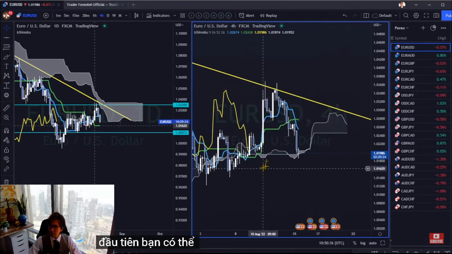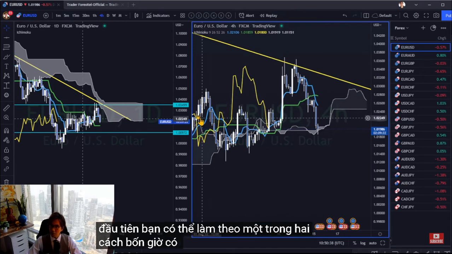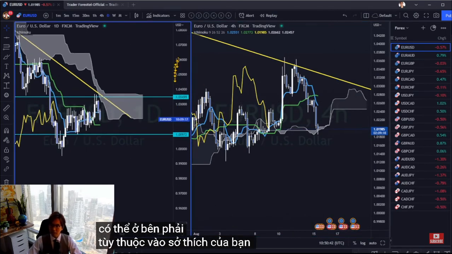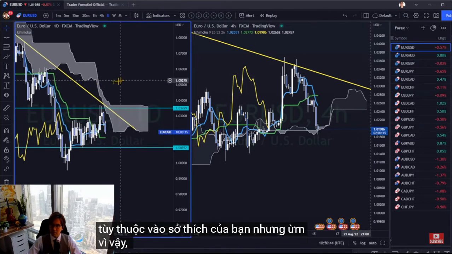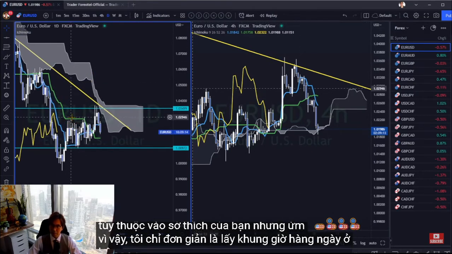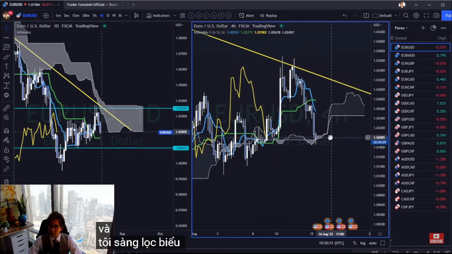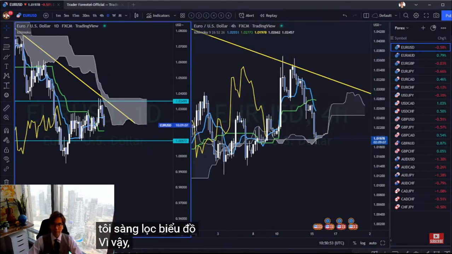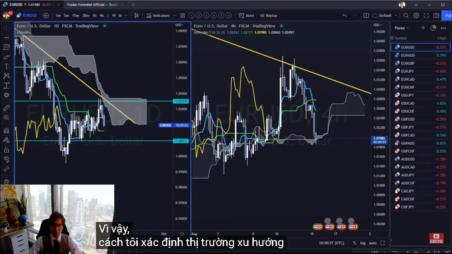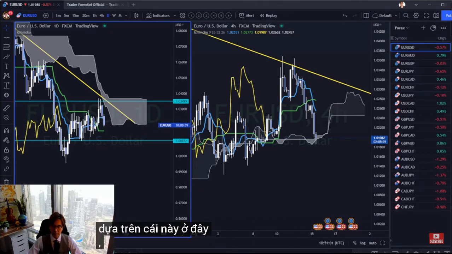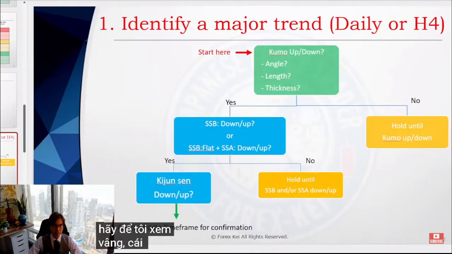Of course, you can do either way. A 4-hour can be on the left, the daily can be on the right. Depends on your preference. But simply, I take the daily time frame on the left and the 4-hour on the right, and I screen charts. So how I identify a trending market is based on this one here.